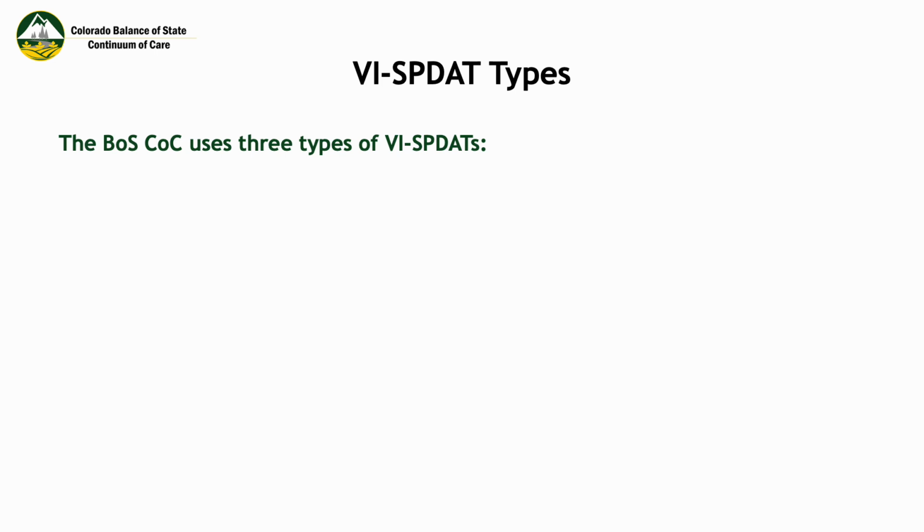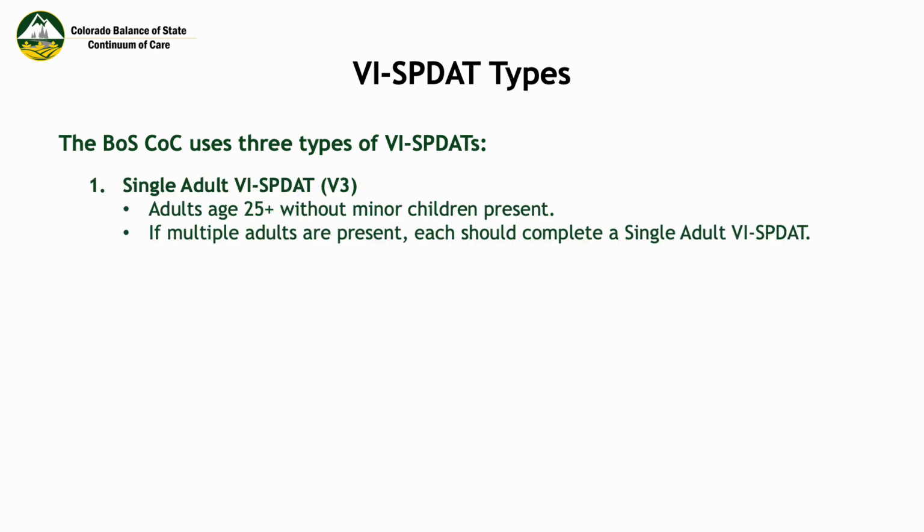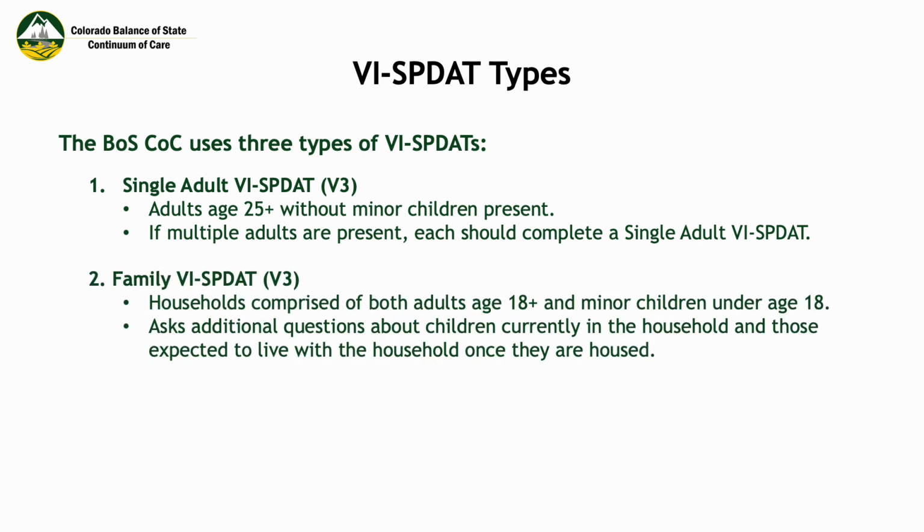VI SPDAT types. The Balance of State COC uses 3 types of VI SPDATs. First, the Single Adult VI SPDAT version 3. This is designed for adults aged 25 years or older without minor children present. And it's important to note, if multiple adults are present and want to live together, they should each complete their own single adult VI SPDAT.